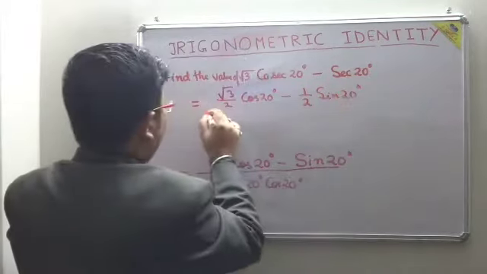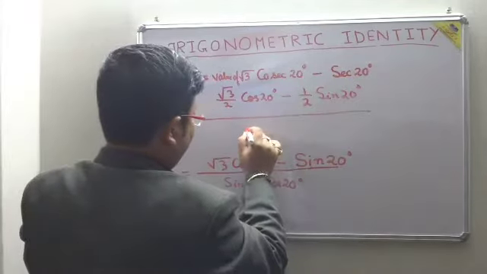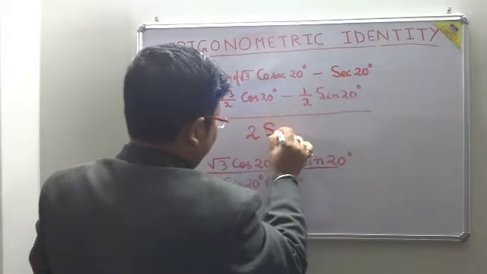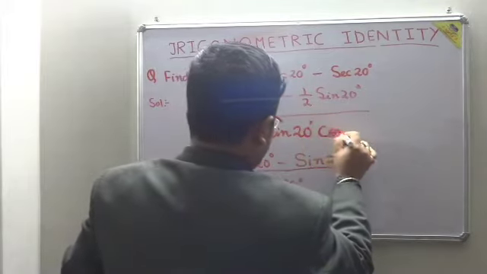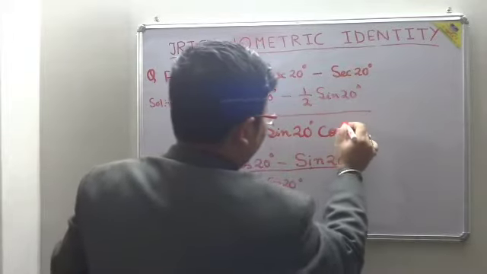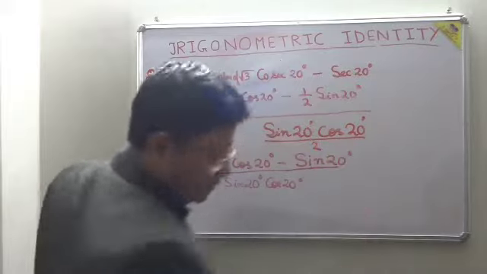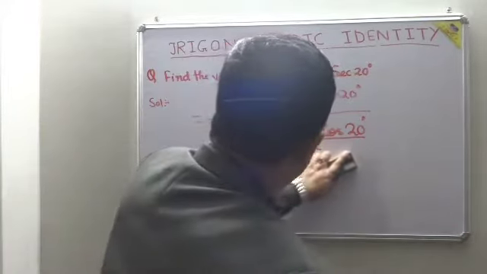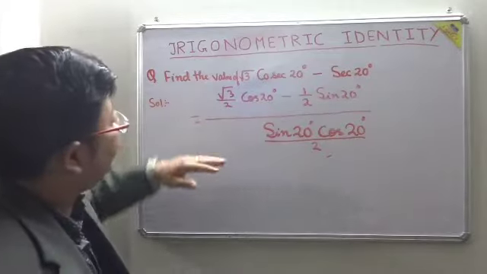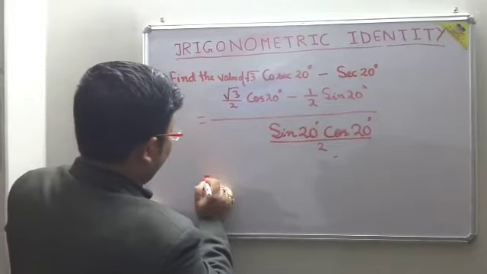Now we will divide the denominator by 2 as well: sin 20 degree cos 20 degree divided by 2. I will rub this one down. We have just divided the numerator and denominator by 2. Now see what we can do.